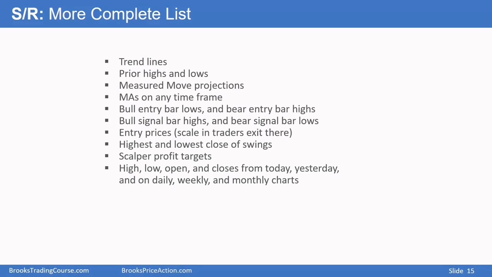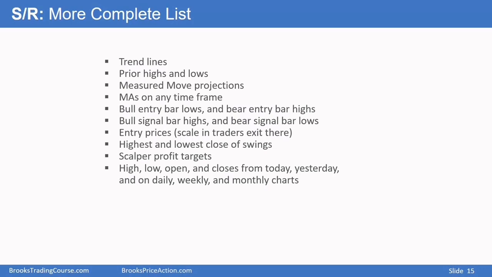Profit targets where scalpers would be taking profits, that creates support and resistance. For example, if you're buying in a bull trend and you're scalping, you're going to be selling at a scalp distance above, and that means the market will tend to turn down there, and therefore it's resistance. The high, the low, the open, and the close from today or yesterday. And on daily, weekly, and monthly charts, toward the end of the day, toward the end of the week, toward the end of the month, support and resistance on those time frames becomes important.